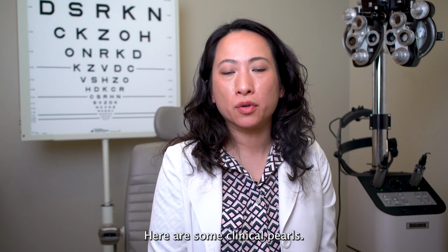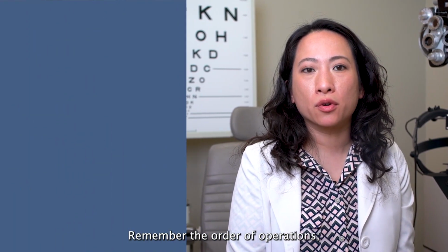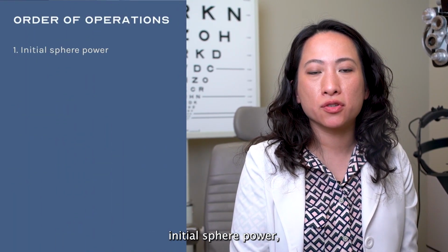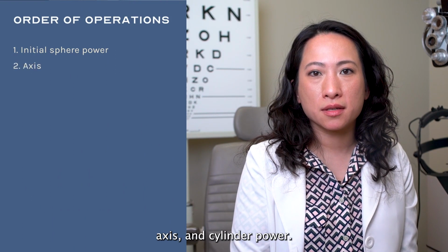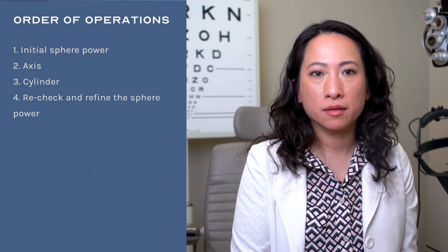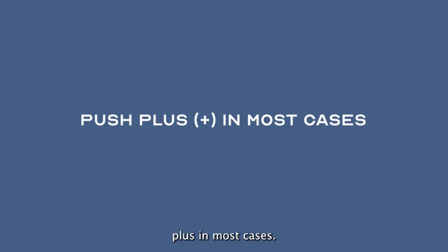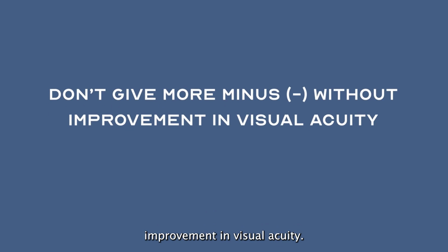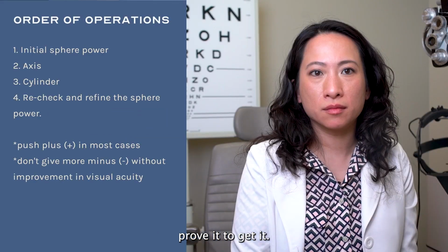Here are some clinical pearls. Remember the order of operations: initial sphere power, axis, cylinder power, then recheck and refine the sphere again. Push plus in most cases. Don't give more minus without improvement in visual acuity. The patient must prove it to get it.